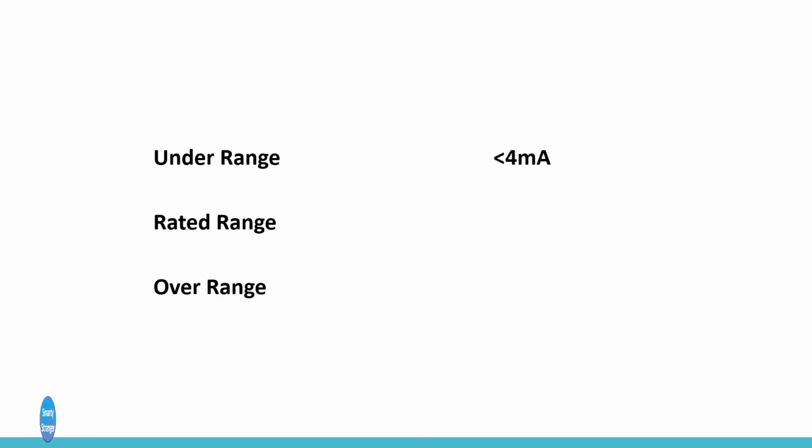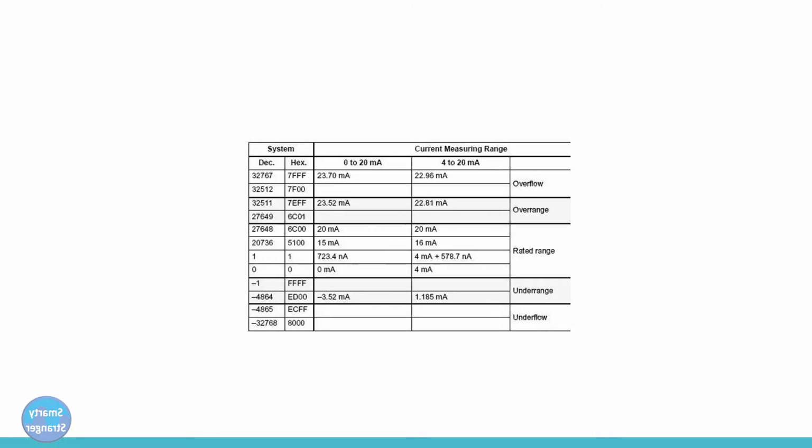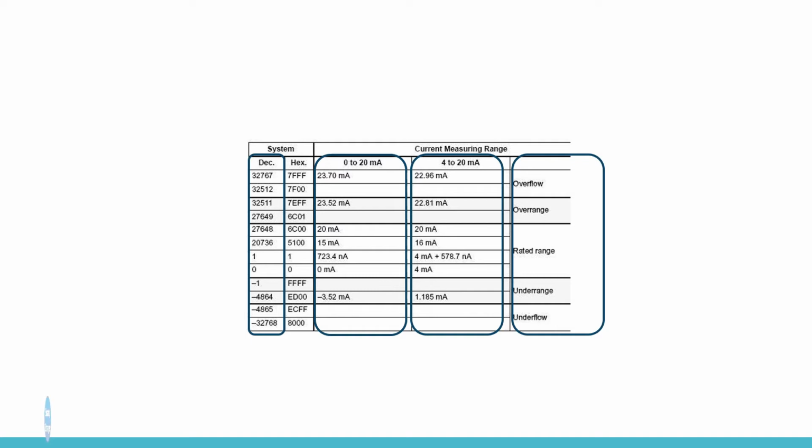So, values less than 4 milliamp are considered under range values. Values between 4 to 20 milliamp are considered the standard range. And values beyond 20 milliamp are considered over range values. Consider the standard table in which the analog value is represented in the current measuring range 0 to 20 milliamp and 4 to 20 milliamp. It also shows whether the value is in range or not.